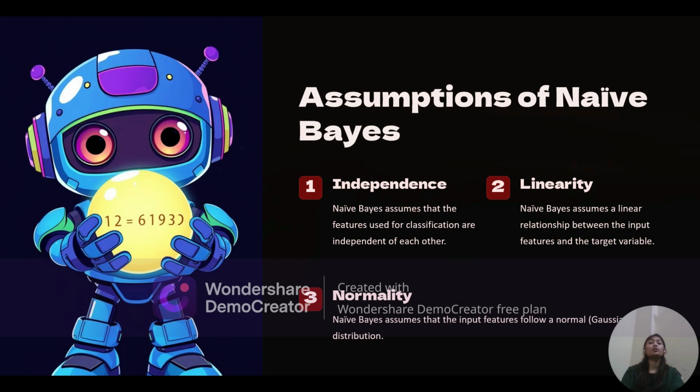Third topic is assumptions of Naive Bayes. There are three assumptions here. Independence: Naive Bayes assumes that the features used for classification are independent of each other. Linearity: Naive Bayes assumes a linear relationship between the input features and the target variable. The last and third, normality: Naive Bayes assumes that the input features follow a normal distribution.